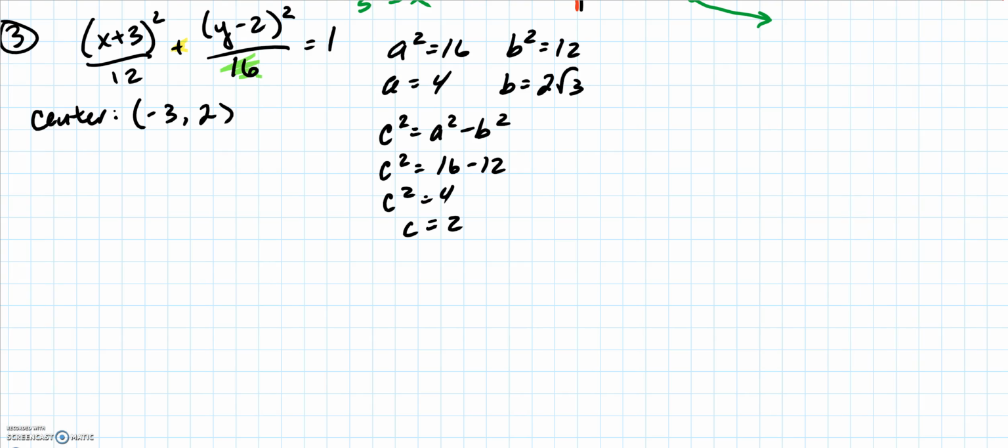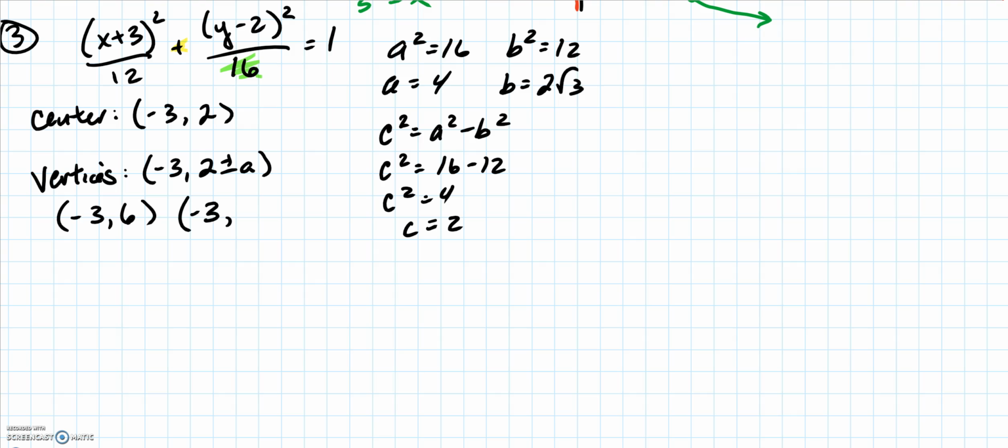Alright, so vertices. It's stretched vertically because the y is bigger, so for my vertices I'm going to be adding or subtracting a to my y value. So it's negative 3 comma 2 plus or minus a. So I get negative 3 and 2 plus 4 is 6, or negative 3 and 2 minus 4 is negative 2.